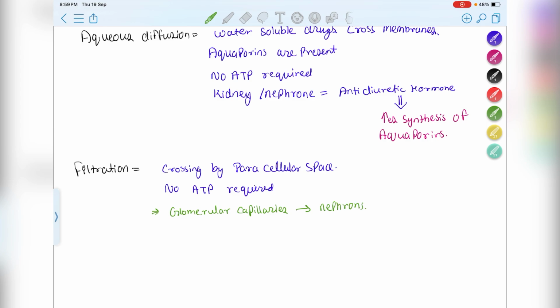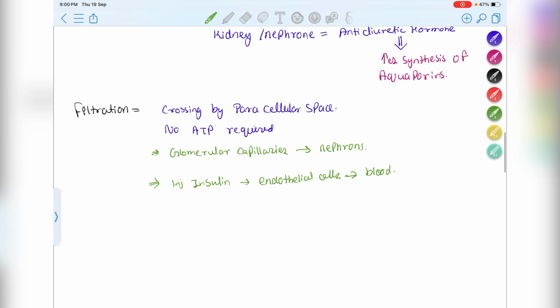Okay, another example is when we give an insulin injection into the subcutaneous fat. There are endothelial cells of capillaries present, so by the endothelial cells, they will go into the blood by filtration.